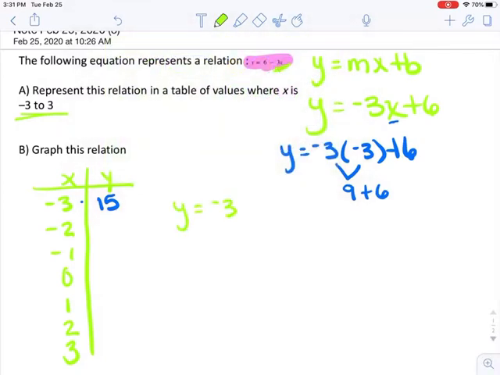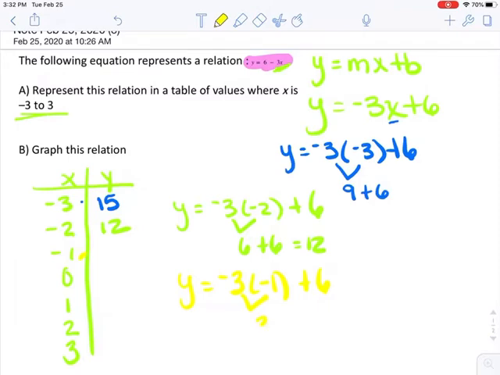Rewrite my equation. Here I'm going to do it with the minus 2 plus my 6. So negative 3 times negative 2 gives me 6. 6 plus 6 equals 12. Keep changing. Now I'm going to do it with the negative 1. Negative 3 times negative 1 gives me 3. 3 plus 6 gives me 9.